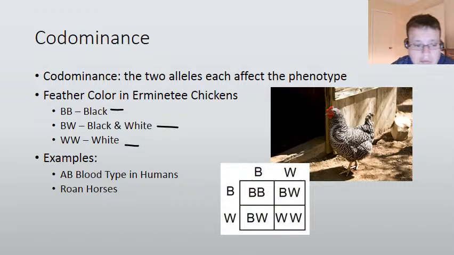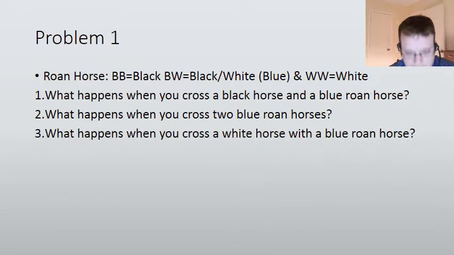Examples in humans would be like AB blood type. You have a person that has A blood and B blood, and if there are individuals with A and B blood, which is just a mixing, that individual will have an AB blood type. And then you also have what are called roan horses, which are a bluish color. So here's an example.